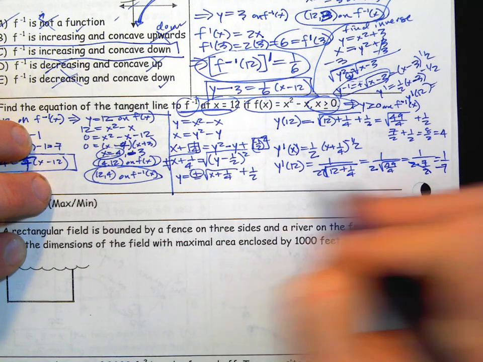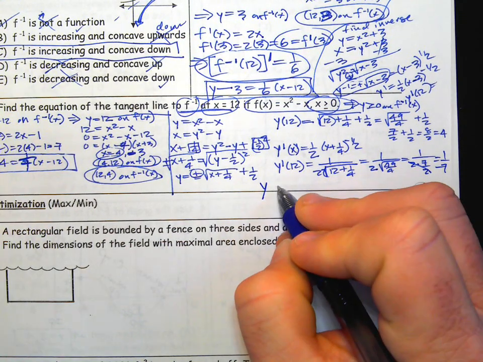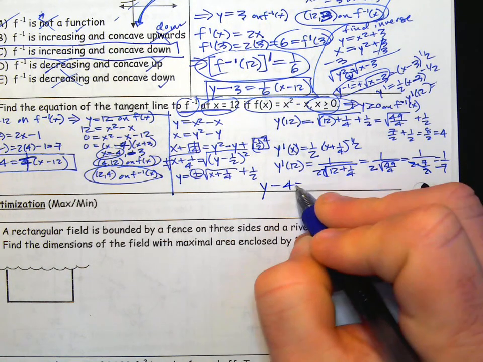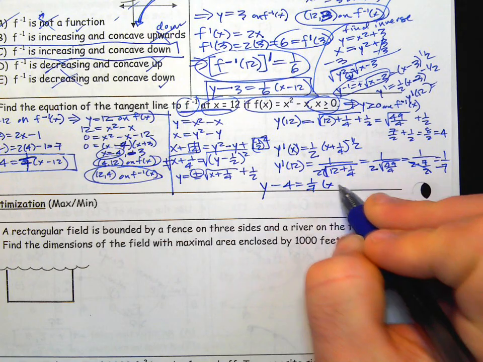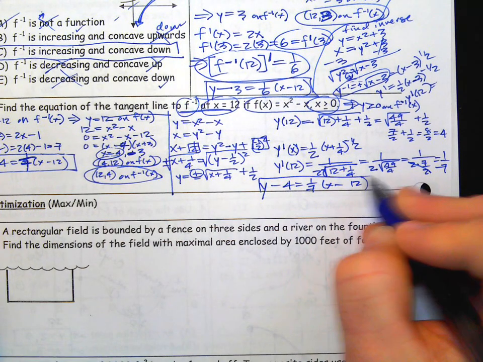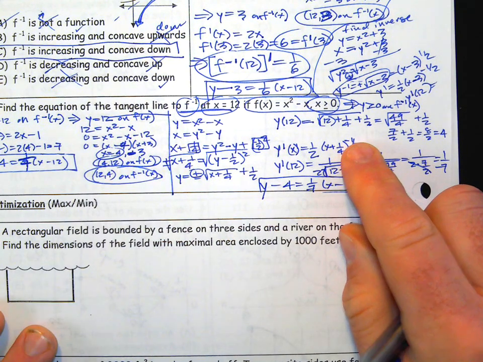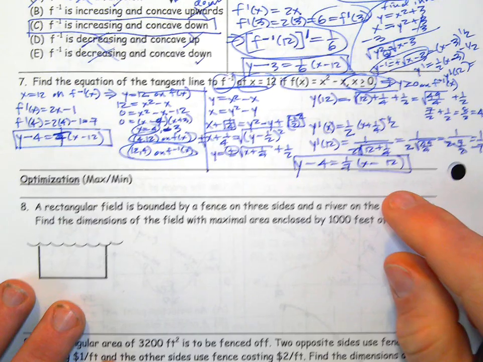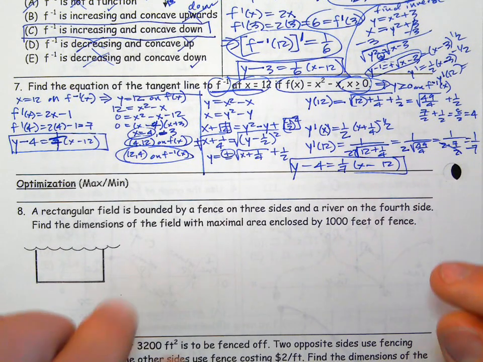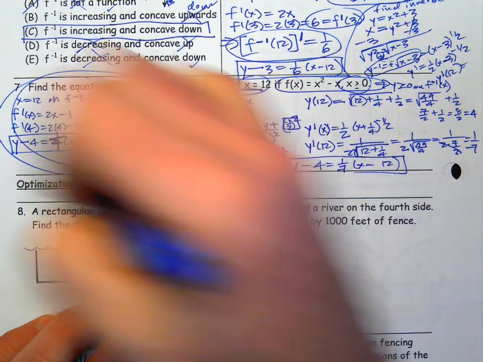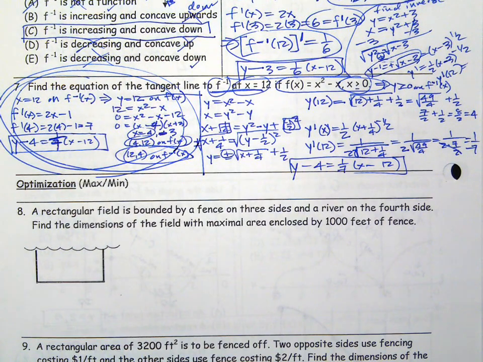And now you can write the equation of your tangent line. y minus 4 equals 1/7 times (x minus 12). Now, that was a lot more work, a lot messier work, and that's an example of one that's actually not bad. So we really want to use this approach, and you're going to be forced to a lot of times.